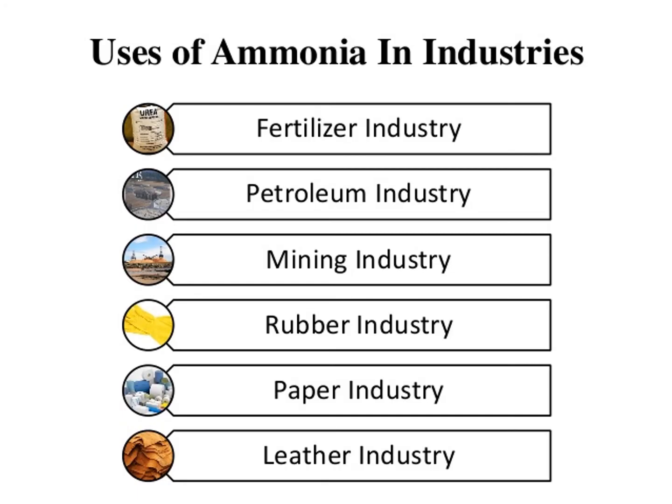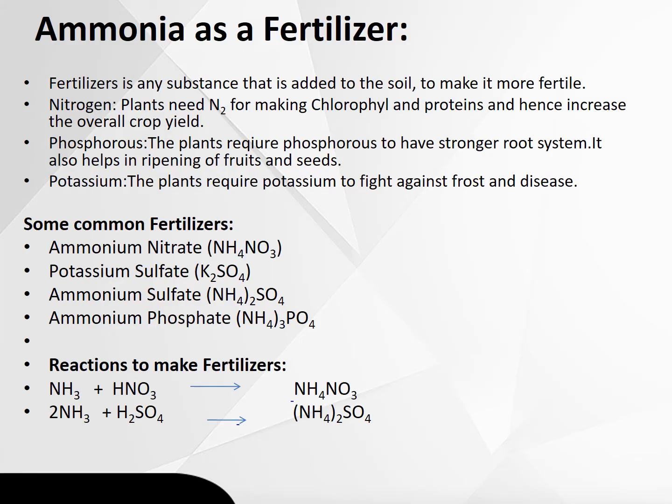Now the uses of ammonia in industries. It is used in fertilizer industry, petroleum industry, mining industry, rubber industry, paper industry and leather industry. Now let's discuss ammonia as a fertilizer. We know that a fertilizer is any substance that is added to the soil to make it more fertile.